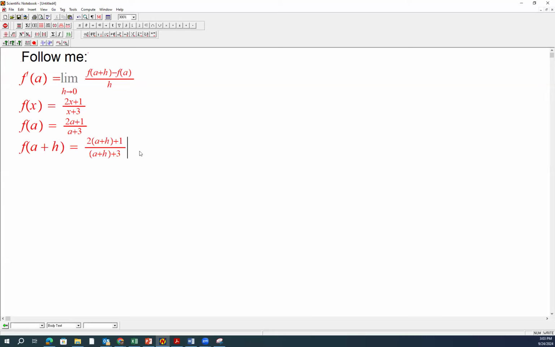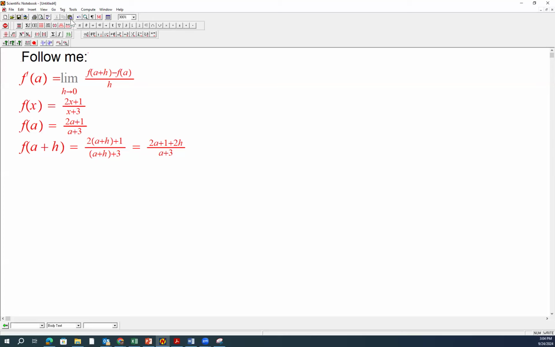Okay, you can reorganize it. For example, on the top, I can write it as 2 times a plus 2 times h plus 1. The denominator will be a plus h plus 3. You can reorganize it by moving this piece to behind it. Then you say, why do you do that?